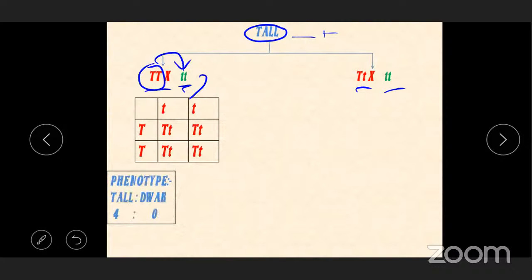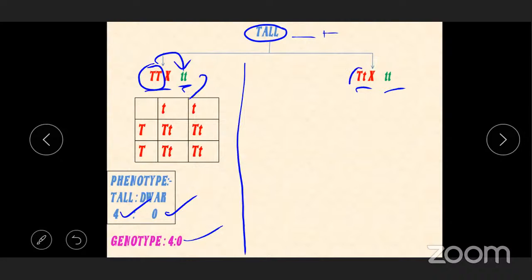In the first situation, the phenotype is 4:0. Tall is to dwarf is equal to 4:0. The genotype is the same, 4:0. That is in the first situation. So what happens in the second situation? If this tall is heterozygous tall, and it is crossed with the recessive parent, what happens? See.